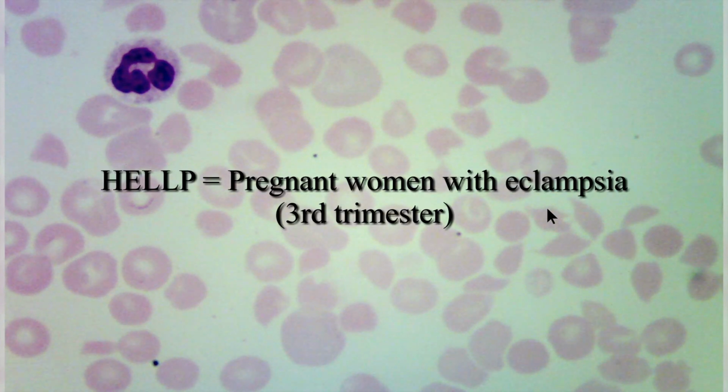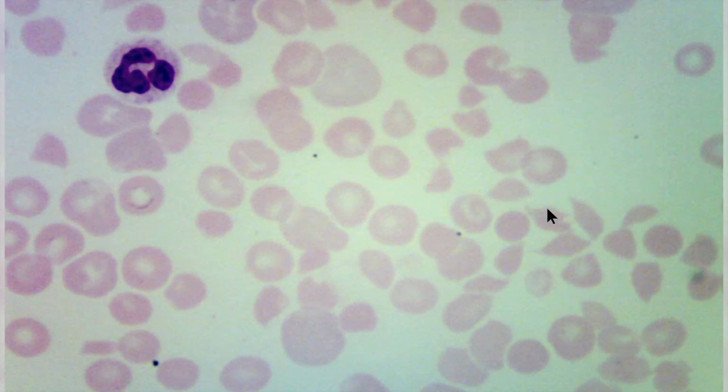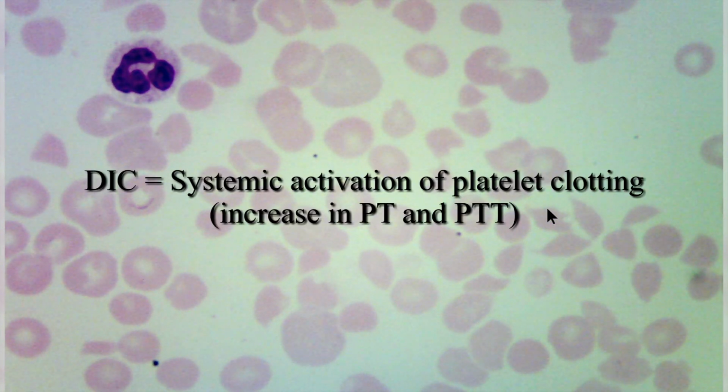HELLP is a common condition seen in pregnant women, especially pregnant women who are susceptible to eclampsia, especially in the third trimester of their pregnancy. In the case of DIC, there's a systemic activation of platelets, clotting factors, and coagulation factors, which is going to result in the development of microthrombi across the body.